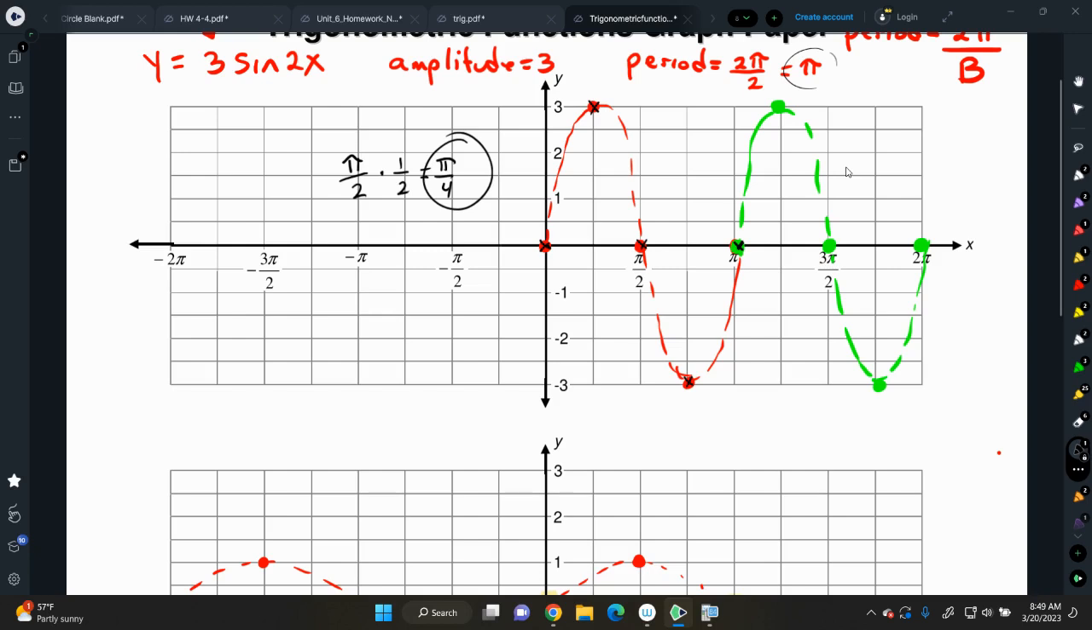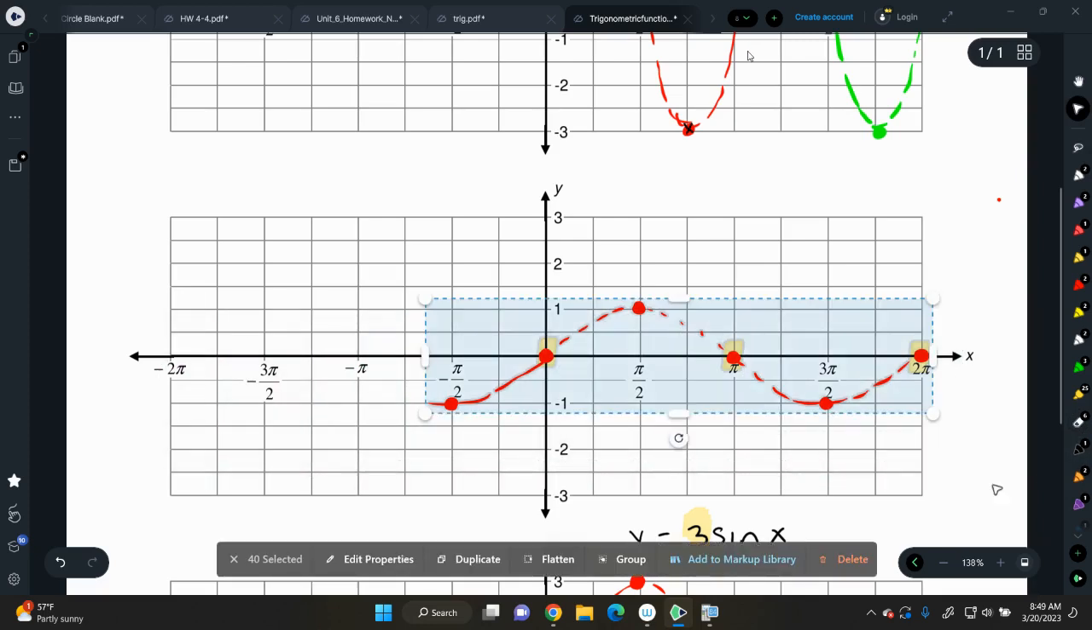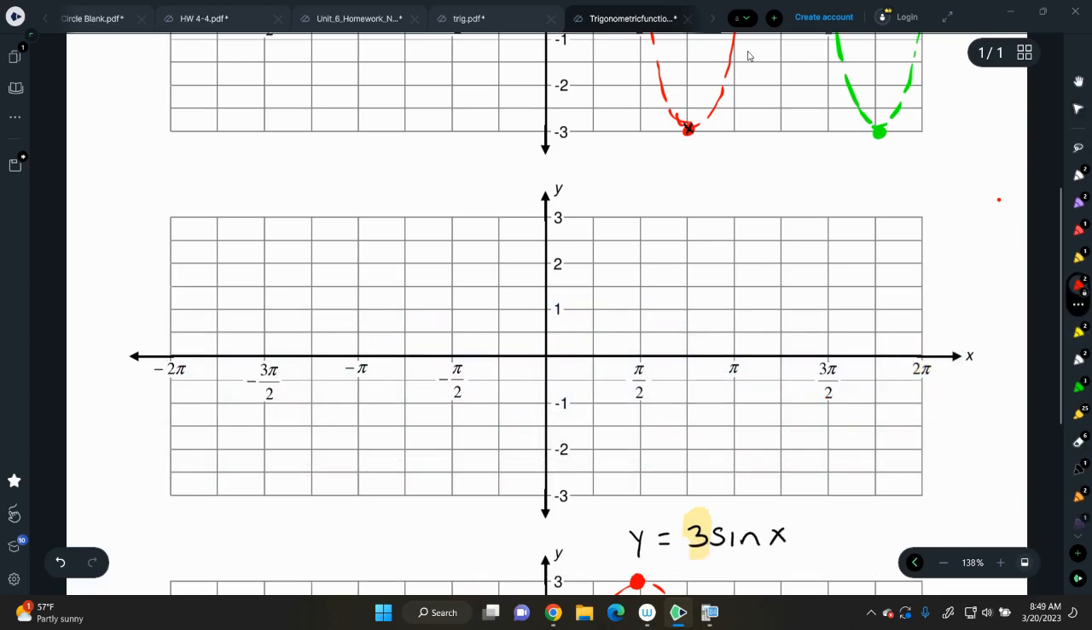Okay, so for instance, let's pretend that our graph was y equals 2 sine 3x. Okay, what's our amplitude? 2. All right, what's our period? 2 pi over 3. Our period is 2 pi over 3.